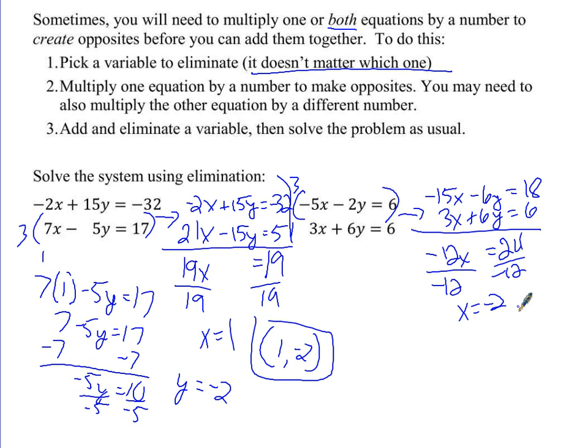Plug it back into one of the two equations and you want the top one? Oh, the bottom one, okay. Why? Yeah, it looks like it might be easier. So we'll go into the bottom one. So I'm going to write what? X is negative 2, so 3 times negative 2. Yeah. Okay. Now what?